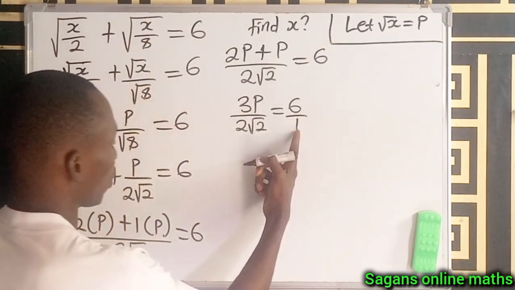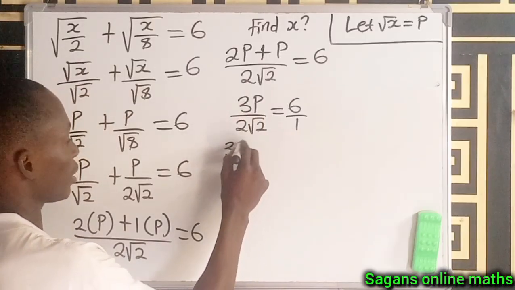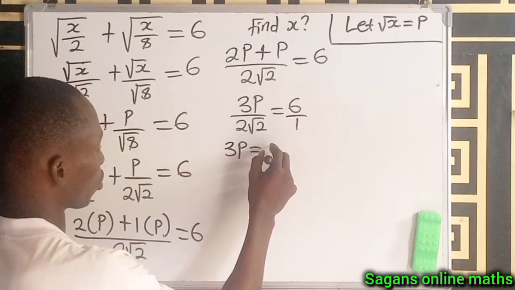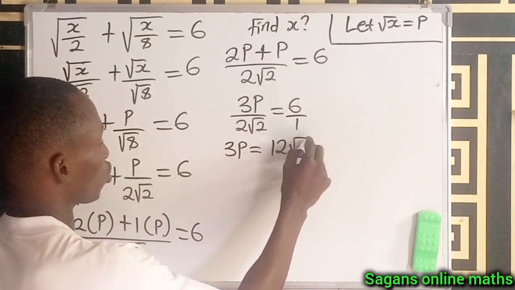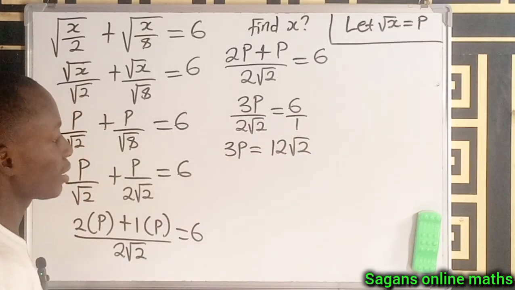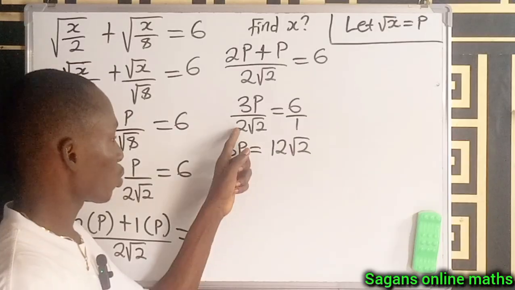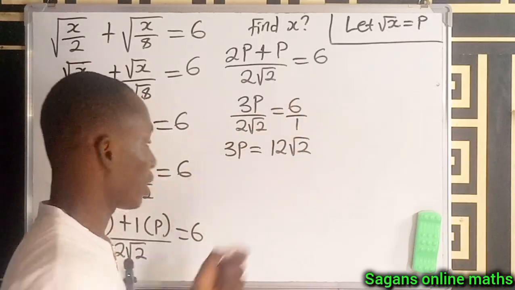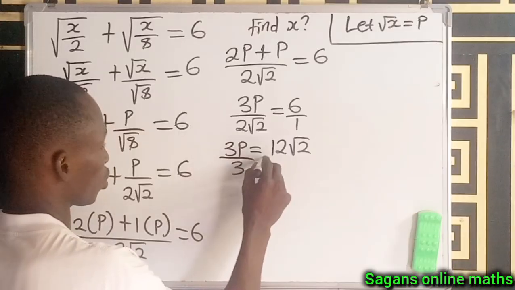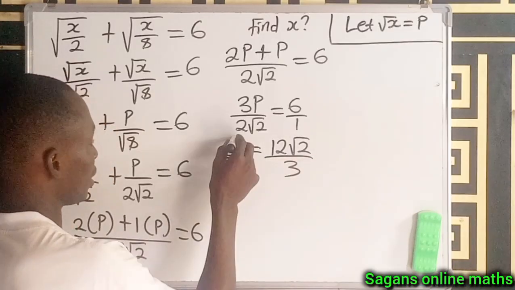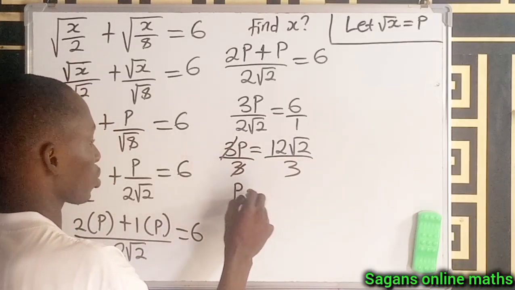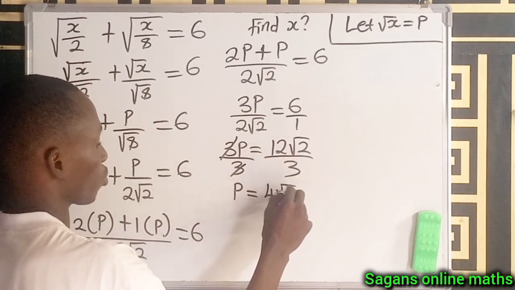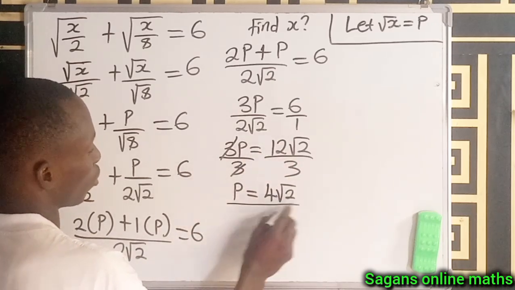By cross multiplying, 1 times 3p is going to give us 3p equals 2 root 2 times 6, which is going to give us 12 root 2. We know that 2 times 6 is 12, and root 2 is already an irrational number. So we divide here by 3 and also divide here by 3 because we are looking for p. So p is equal to 12 divided by 3, which gives us 4 root 2. This is the value of p.